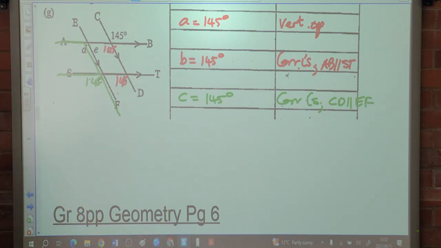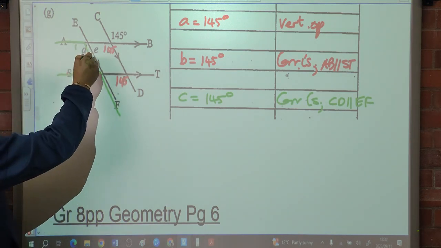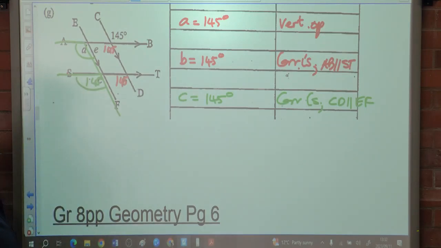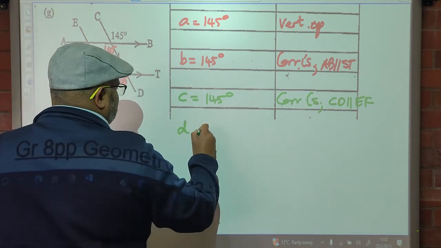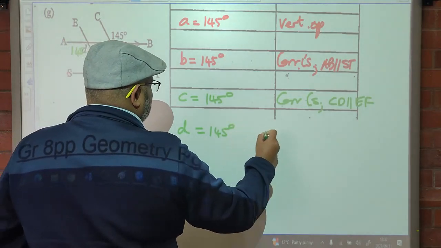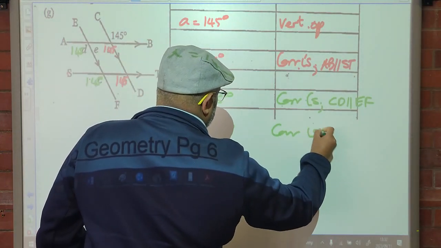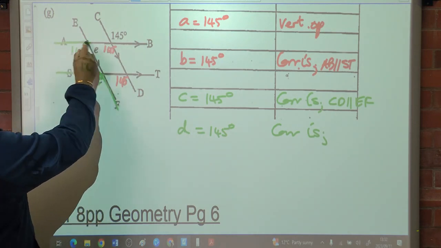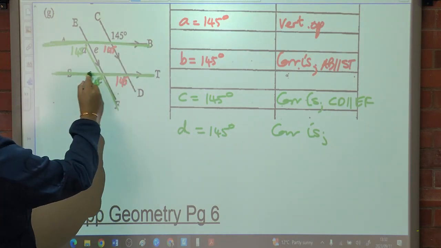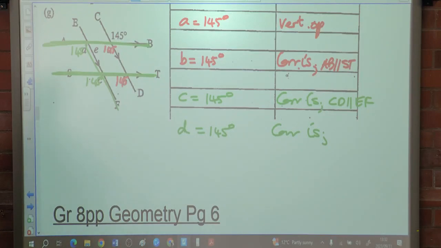There's the F being formed now. So you see that D is 145. The reason? Corresponding angles. So D is 145 degrees. Corresponding angles. But which lines being parallel? Remember, it was that line here and this line here. So it's going to be AB, and AB is parallel to ST again.